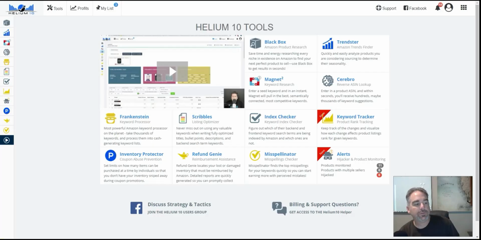Okay, so the first tool that Helium 10 offers that Jungle Scout does not is the Trendster tool, and let me show you why this is such a huge tool that could end up saving you thousands of dollars in mistakes made. And I say that from experience, because had I had this tool a couple of years ago, I would not have made some of the mistakes that I did, which did cost me several $1,000s. So in my opinion, this tool right here is invaluable, and let me show you why. So let's run through an example.